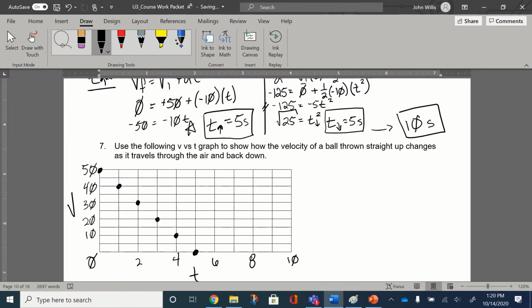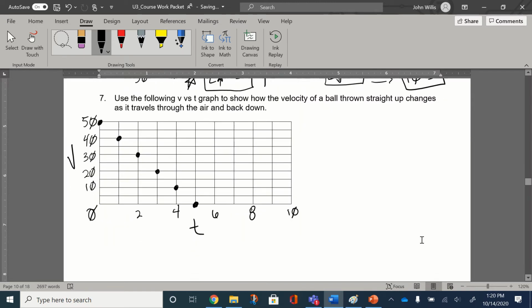Notice your time up to the top was 5 seconds. It took 5 seconds for my velocity to reach 0. This would be what I refer to as the top of the trajectory. I'm going to abbreviate that. It's the top of its trajectory right there. It ran out of speed.